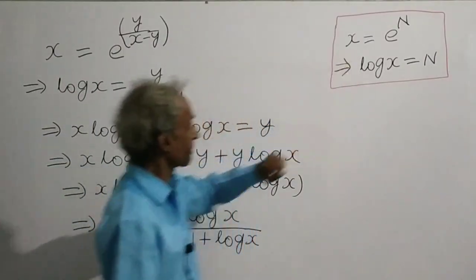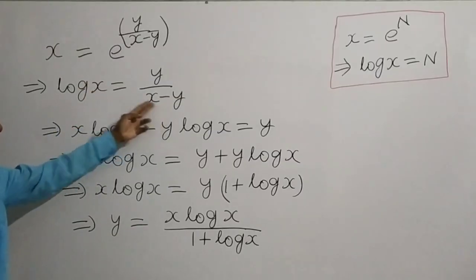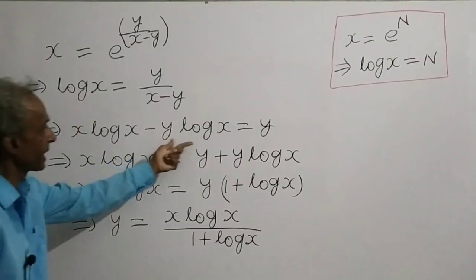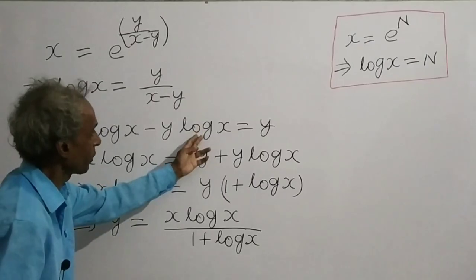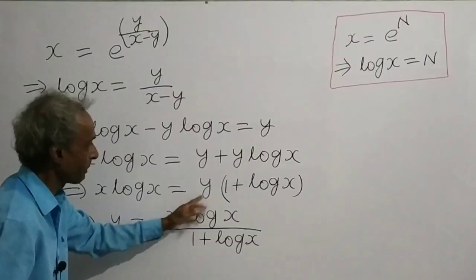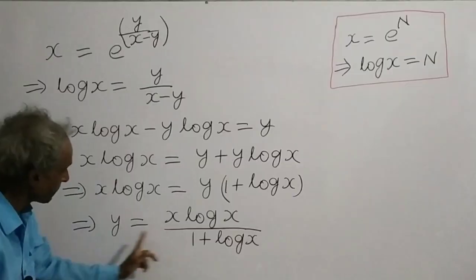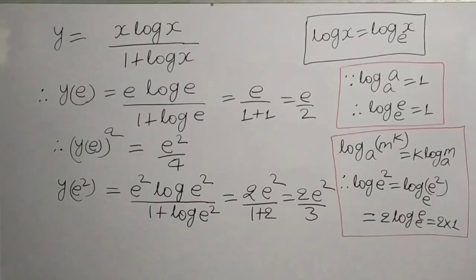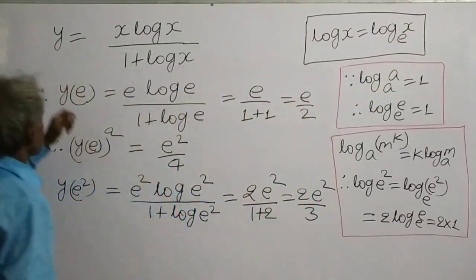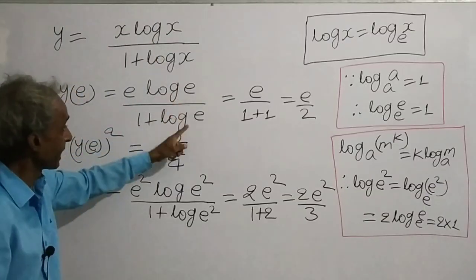By using this formula, we write this as this. Shift this x minus y on the left hand side and multiply with log x, we get this. Shift this minus y log x on the right hand side, take y as common, shift this (1 plus log x) on the left hand side, we get y is equal to this. Here log x means log x to the base e.